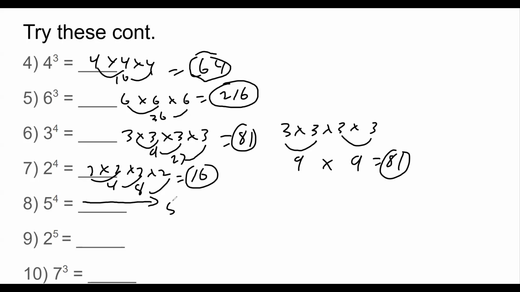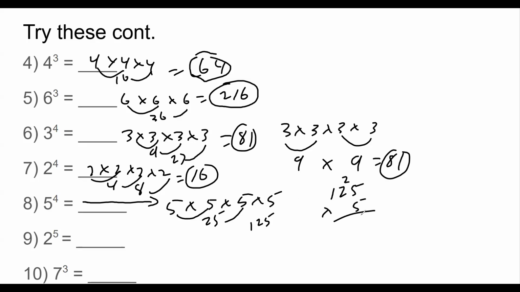5 to the fourth is 5 times 5 times 5 times 5. 5 times 5 is 25. 25 times 5 is like 5 quarters. That's 125. And then I can go over here and do it if I can't do it in my head. 125 times 5 is 625.